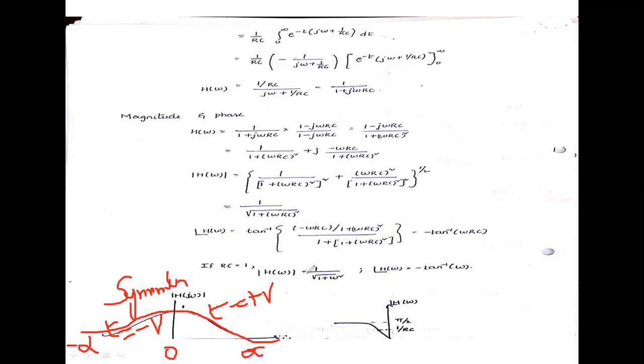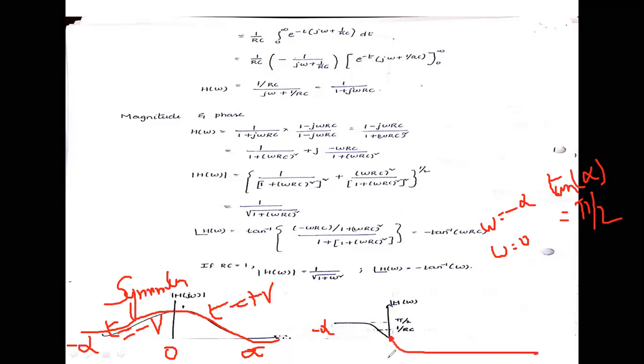Symmetric. Coming to the phase angle, minus tan inverse omega RC. At omega equal to 0, tan inverse 0 is 0. Omega equal to minus infinity: tan inverse of minus theta is minus tan theta, and minus into minus is plus. Tan infinity means pi by 2. It is a positive value. So at minus infinity, you get pi by 2. And the graph looks like this.